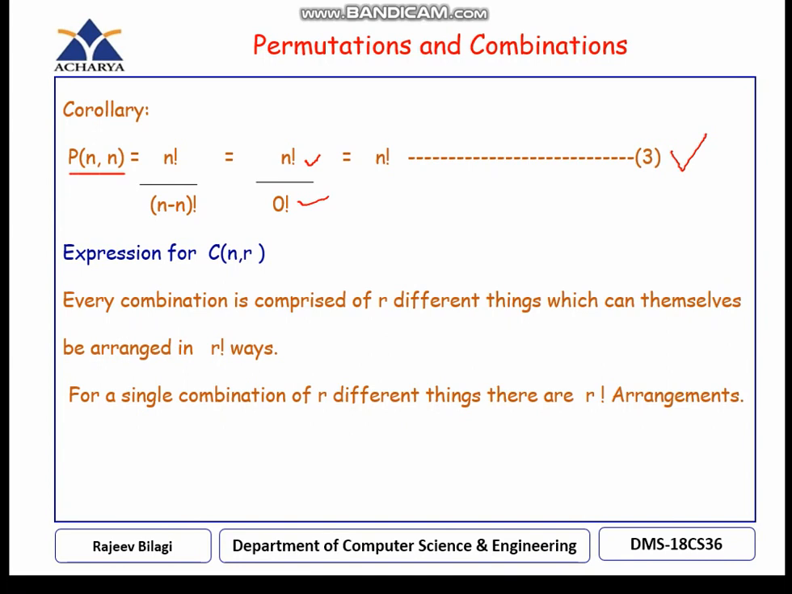Okay, next is C(n, r). Every combination is comprised of r different things which can themselves be arranged in r factorial different ways. So for a single combination of r different things, there are r factorial arrangements.